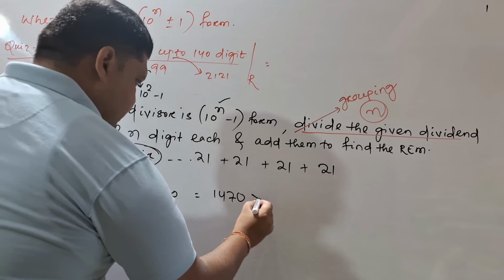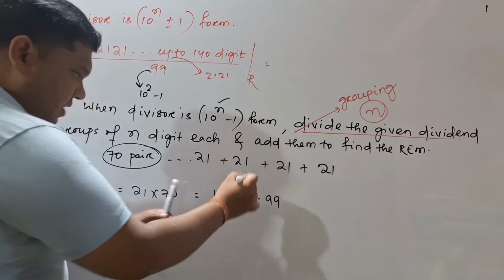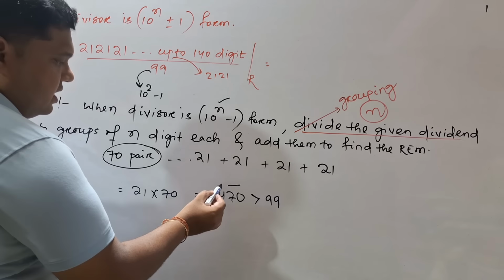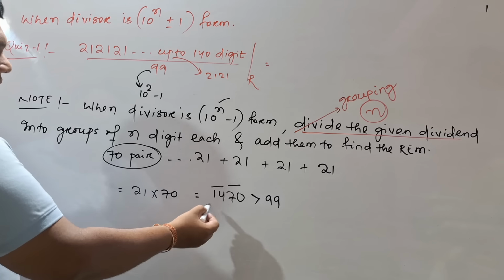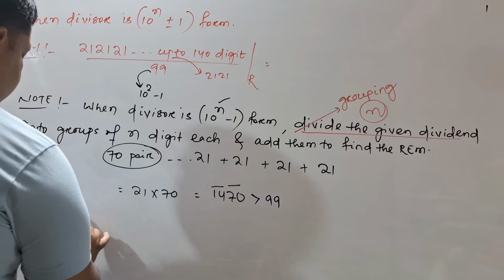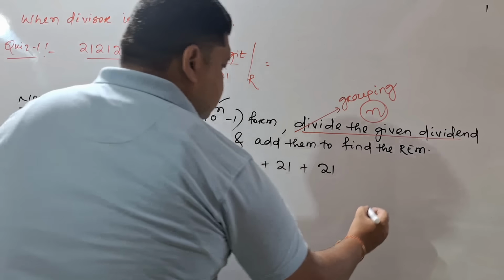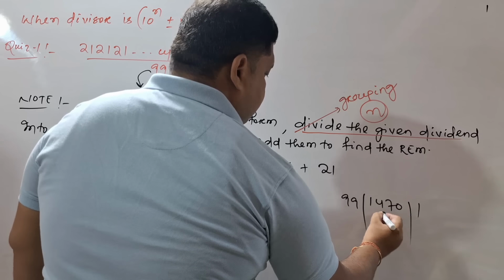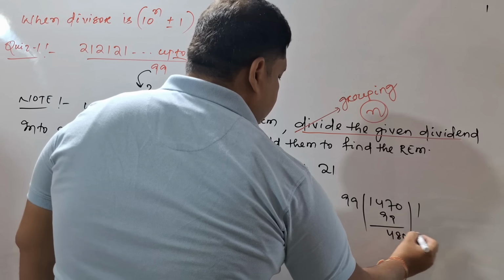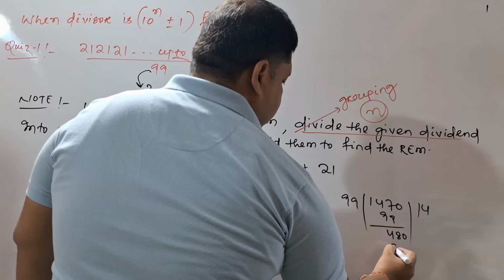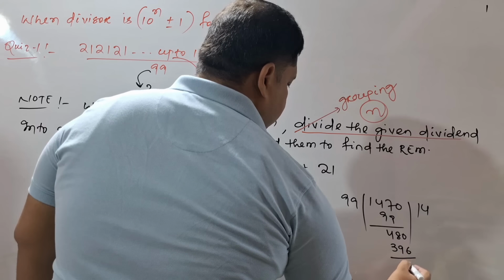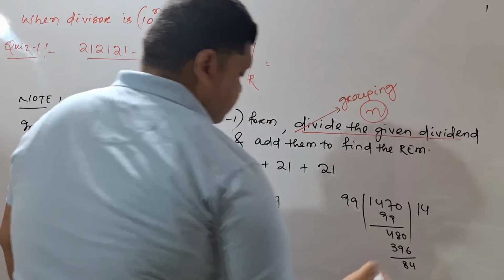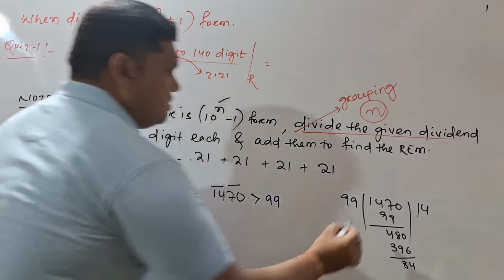And now again this is greater than 99, so again you have to divide with the same approach: rightmost two digits 70, then the next two digits 14. If I add, my answer is 84. The answer for this question is 84. Or you can do manual division, but dividing by 99 is a waste of time. 99 into 4 is 396, and so on, giving 84. Don't do this.